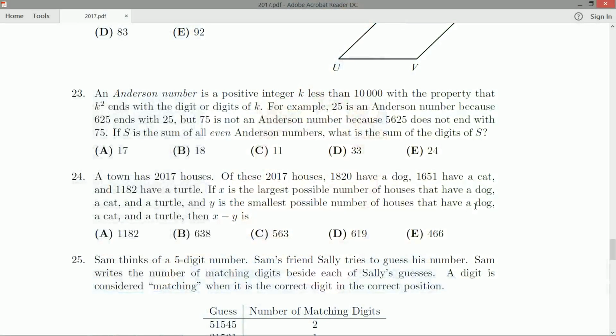We're looking now at question 23 on the Pascal paper from 2017. An Anderson number is a positive integer k less than 10,000 with the property that k squared ends with the digit or digits of k. For example, 25 is an Anderson number because 625, which is 25 squared, ends with 25. But 75 is not an Anderson number because its square, 5,625, does not end with 75. If S is the sum of all even Anderson numbers, what is the sum of the digits of S?